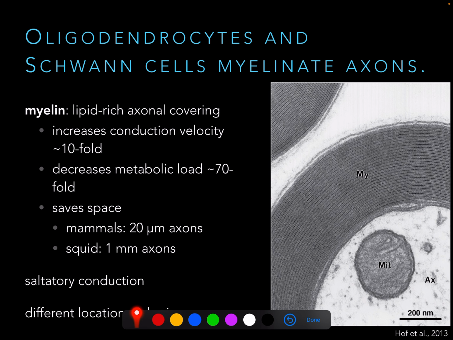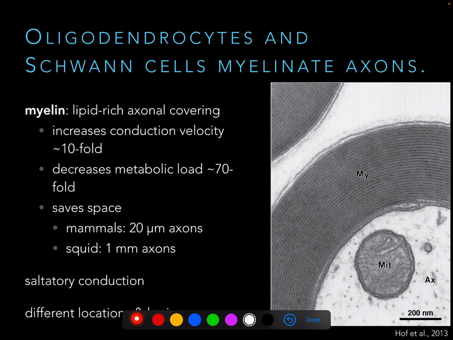What this does is increase conduction velocity about tenfold, as you can see here, and decreases the cost about 70-fold. So action potentials are faster and cheaper. This also saves space. If you were an invertebrate, like a squid, you don't have a skull. You've got all the room in the world. You can just make your axons bigger. And in fact, that's what they do.